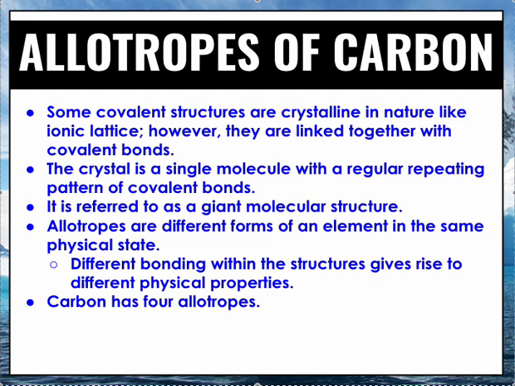It is referred to as the giant molecular structure, and allotropes are different forms of that element, but they basically have the same physical states, which all of these are solids. They just have different properties to compare between rather than the normal properties that you're used to. And they are bonded differently within their structures as well. And then carbon has 4 allotropes, which will be shown in a video that I am going to show you. However, to review some things, let's talk about some structures.